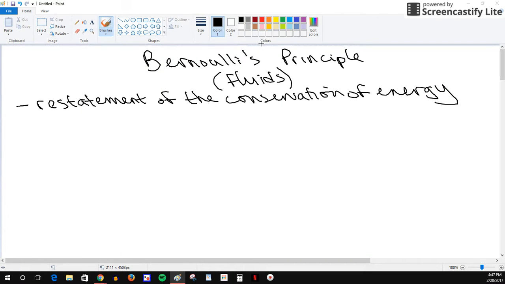And specifically, the type of conservation of energy that we're talking about in this concept or this example is describing what changes in a fluid when you have variations in the height of the fluid, the velocity at which the fluid is moving, and the pressure caused by the fluid.